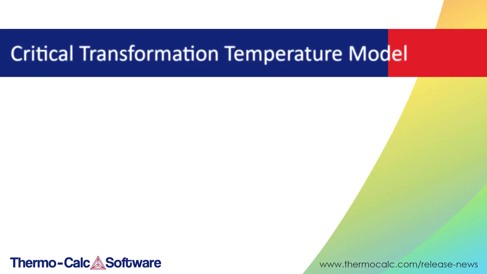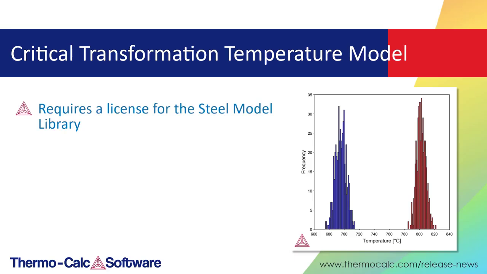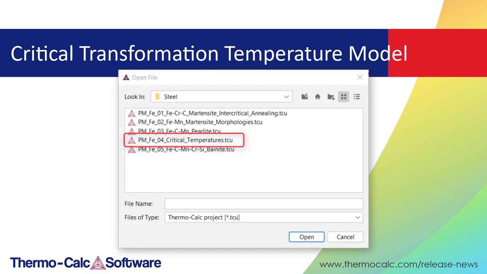The critical transformation temperature model is a new property model that is used to calculate critical transformation temperatures for steels. It can output the common transformation temperatures for steels including liquidus, solidus, A0, A1, and more, as shown on the screen. This new model is specific to steels and requires a license for the Steel Model Library. The new example, PMFE04 critical temperature, demonstrates this new model.